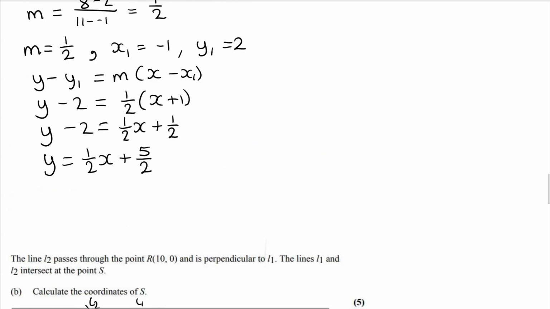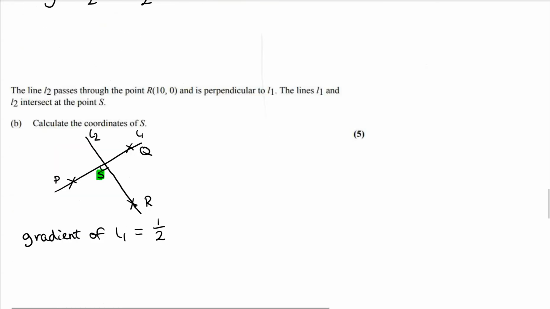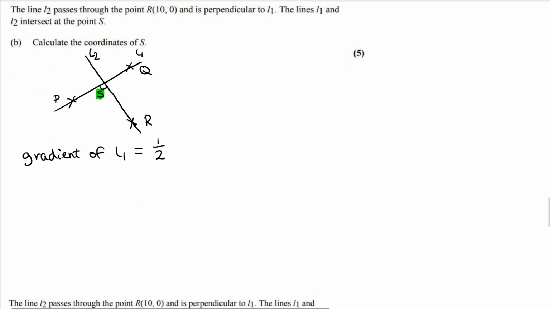Okay, so just scroll back up here. We found that out in part A. So the gradient of L2, because it's perpendicular, is going to be negative 2. It's going to be the negative reciprocal. So do the inverse of that fraction and then change the sign.